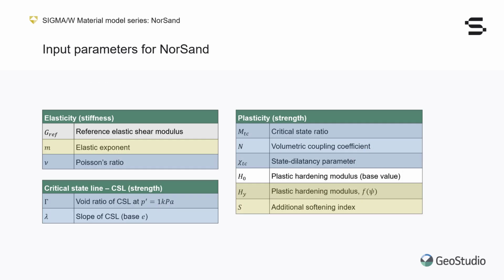Now that most of NorSand's input parameters were defined, we are only left with parameterizing the elastic shear modulus at the reference pressure and the base value of the plastic hardening modulus. While the role of the elastic shear modulus is obvious, it is less so for the hardening modulus.